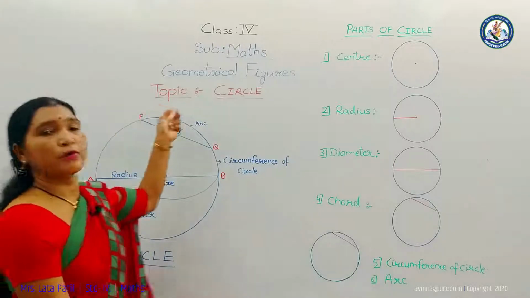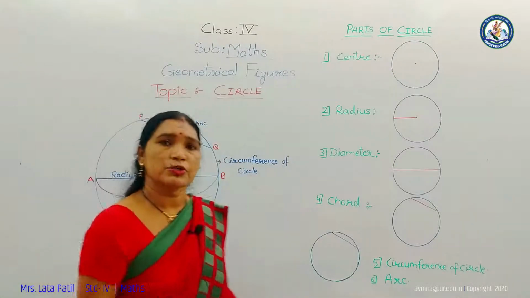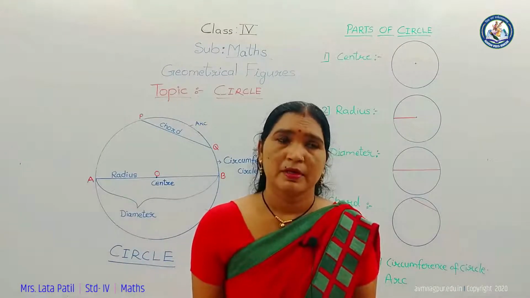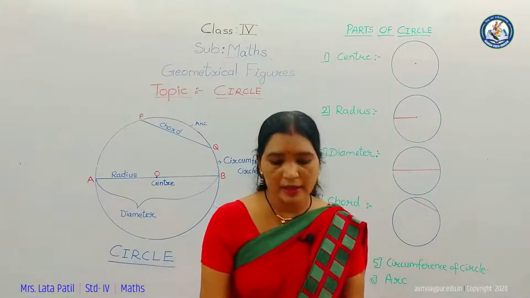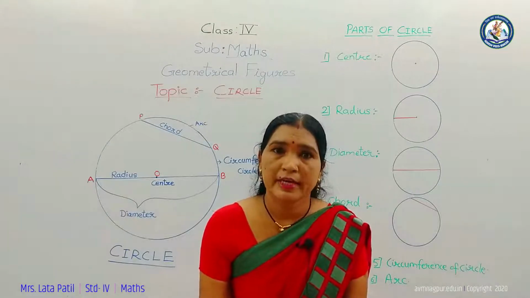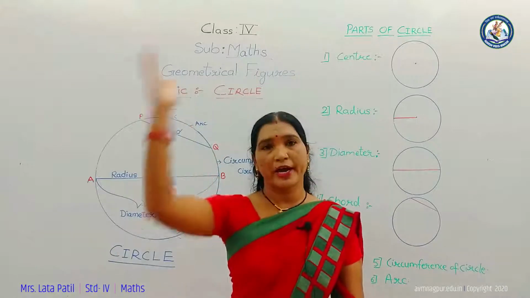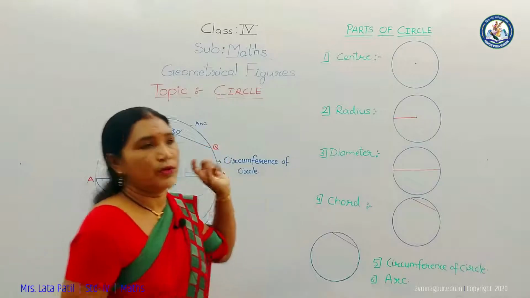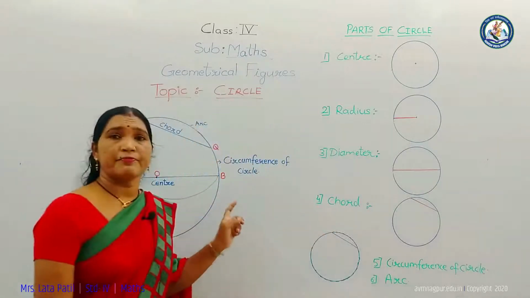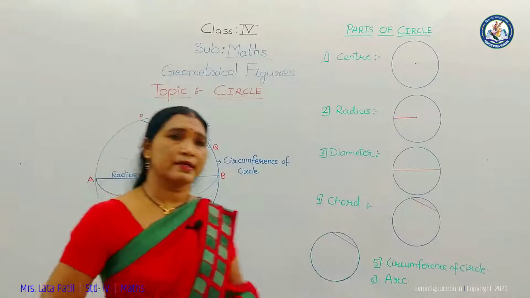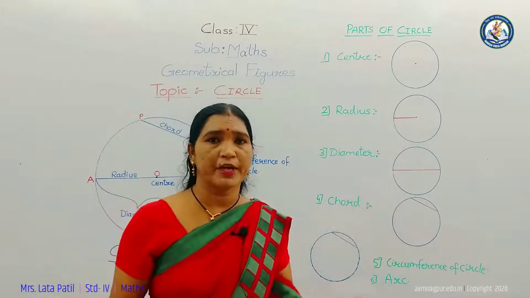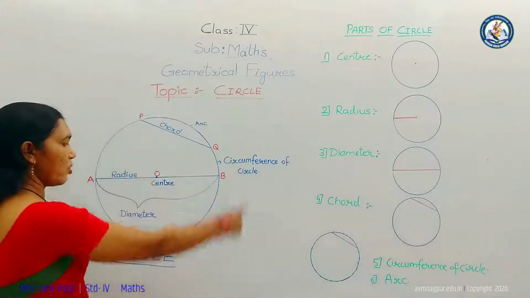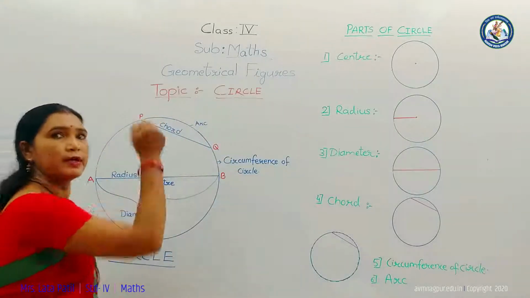Now, let us come to our topic, that is circle. Now student, can you give me an example of circular shape? Yes, the bangles, then the wheel, cart wheel, then the giant wheel. All these are examples of circle. Okay, now I will give you the definition of circle. Now what is circle? Circle is a closed figure made up of curved lines. This is a circle. It is a closed figure made up of curved lines.